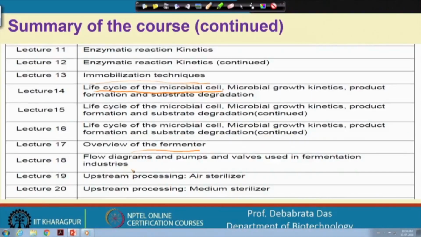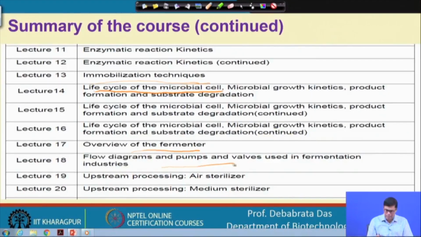There you do not have to mention what the process is, because the symbol tells you what that process is. So, this is the flow diagram, and the pumps and valves used in the fermenter have been discussed. Then in the upstream processing, air sterilization and medium sterilization, how they are carried out, were also discussed in detail.